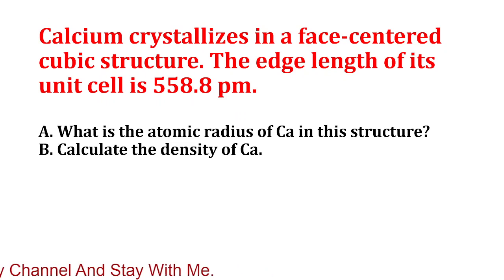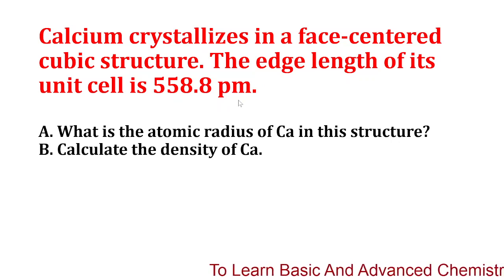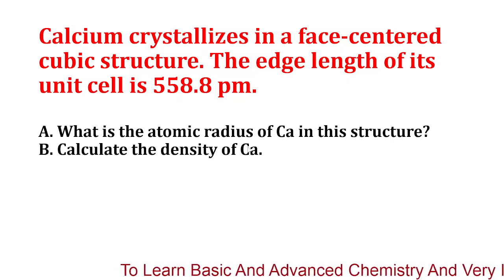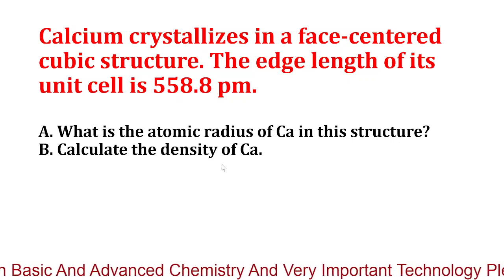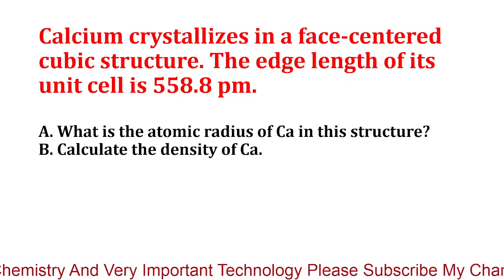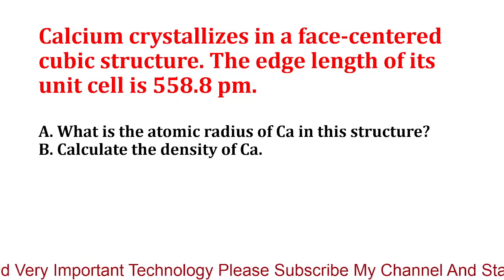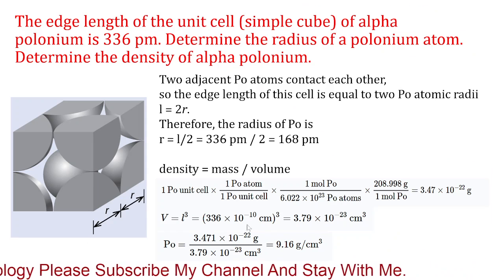So we have calcium crystallizes in a face-centered cubic structure. The edge length of its unit cell is 558.8 picometer. What is the atomic radius of the calcium in this structure? Calculate the density of calcium. In last class we have calculated something similar like this, isn't it? We have one example here, this one, is it?